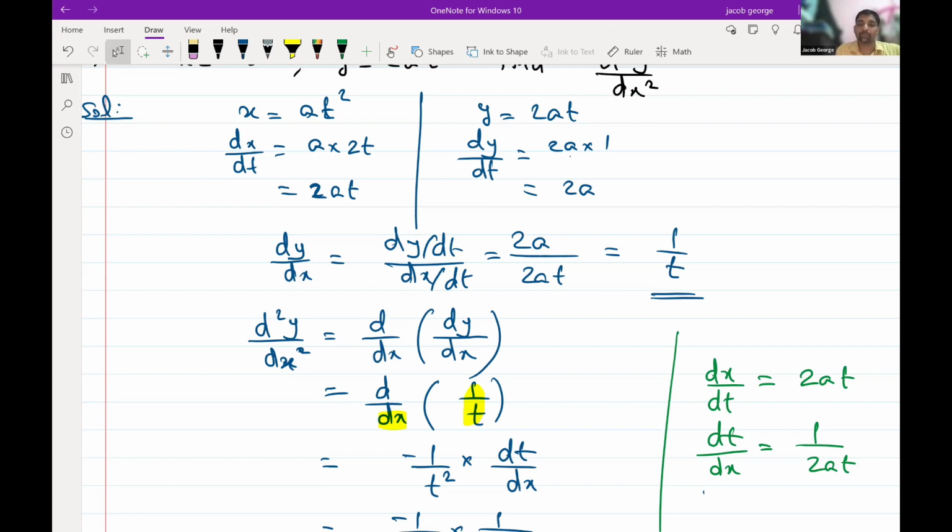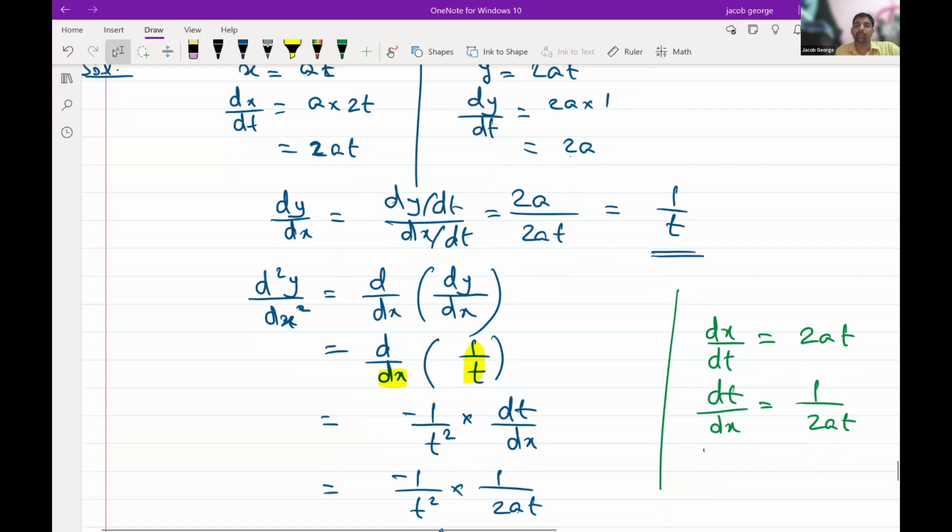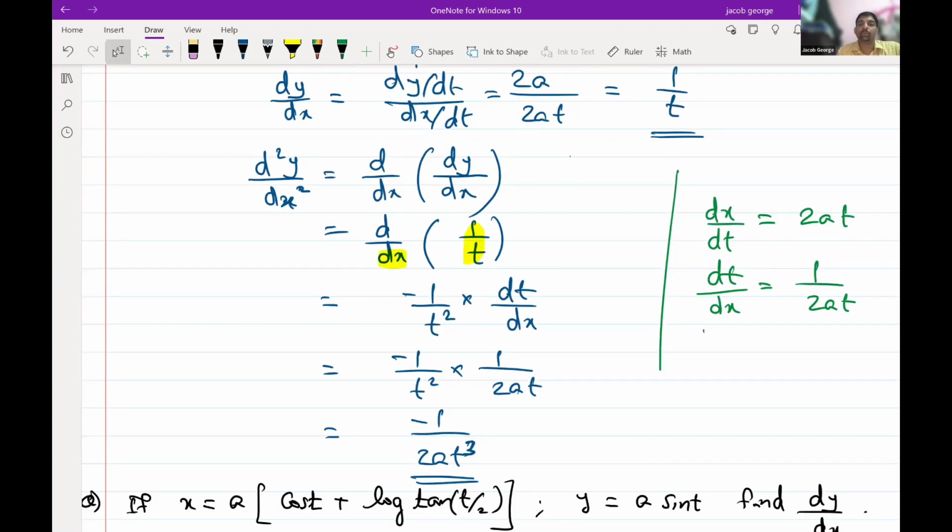Look at this. dt by dx is the reciprocal of dx by dt, 1 by 2at here, and then we multiply and we get minus 1 by 2at cube. Is it clear, the second derivative concept of parametric form? That into dt by dx, this is the highlight of the second derivative. Into dt by dx will be there.